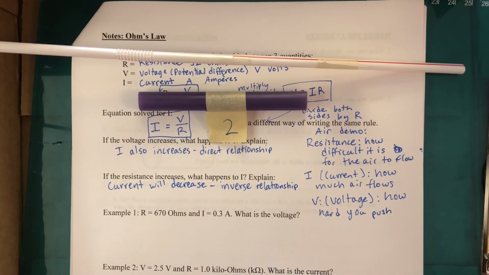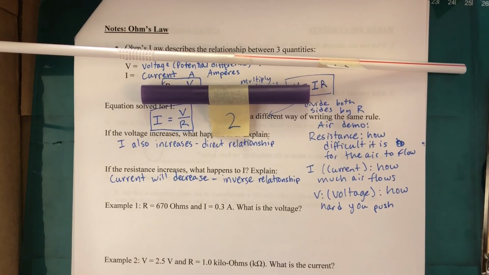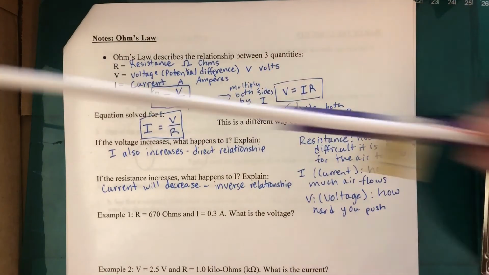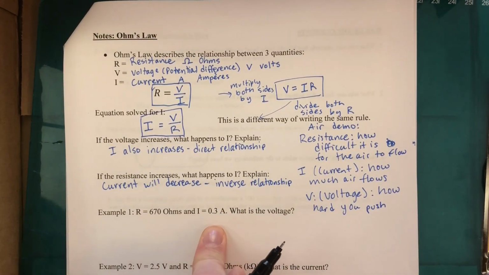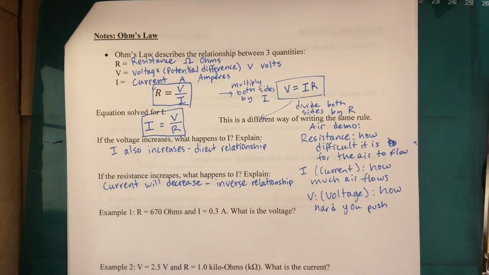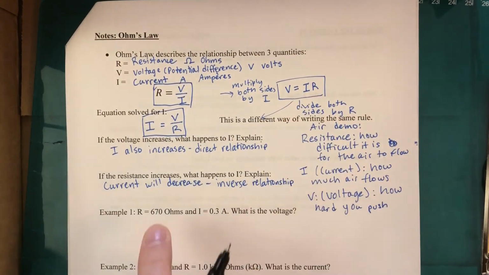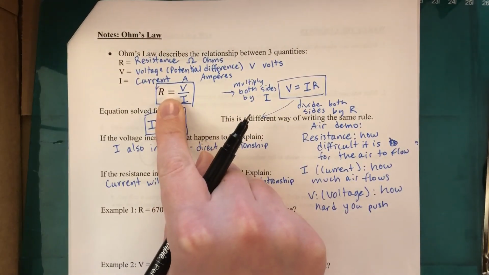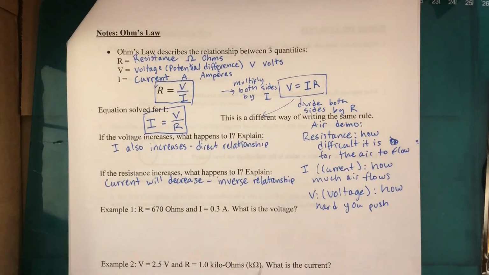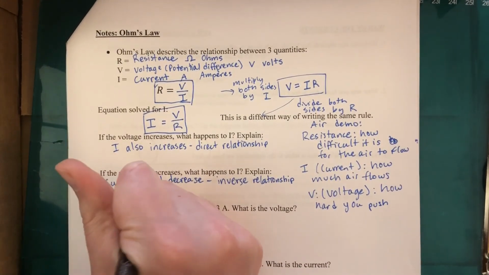Okay, let's do some examples. You should get used to doing these examples because Ohm's law is an important equation that we're going to use in this unit and then also a whole lot in the next unit as well. So R equals 670 ohms, I equals 0.3 amps. What's the voltage? I could just use this equation and multiply these two. But I'm just gonna use the one that's on the reference table for each example, but you could use any of them that you want. So I'm gonna do R equals V over I.